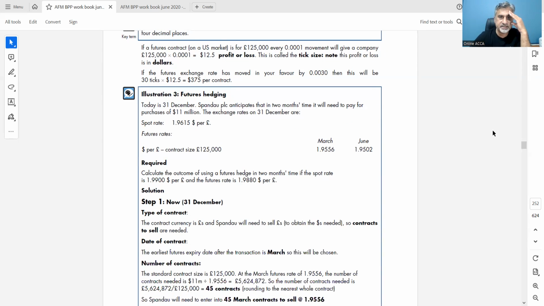They will add some spice. Let's see the question. It says today is 31st of December. Spendo PLC anticipates that in 2 months' time, it will need to pay for purchases $11 million.